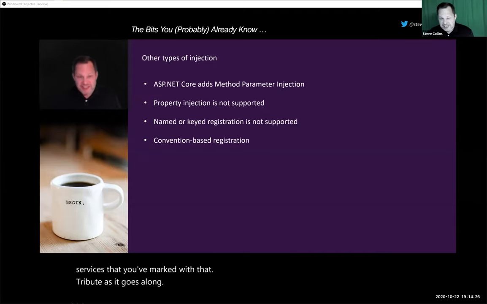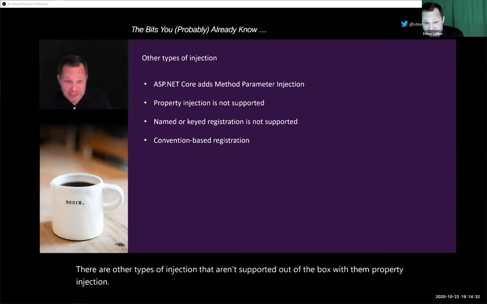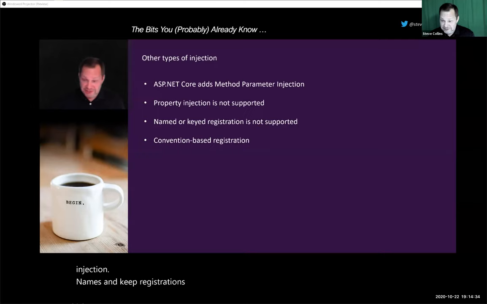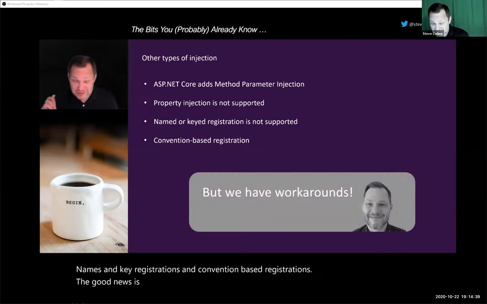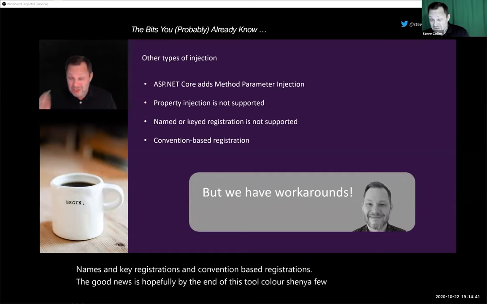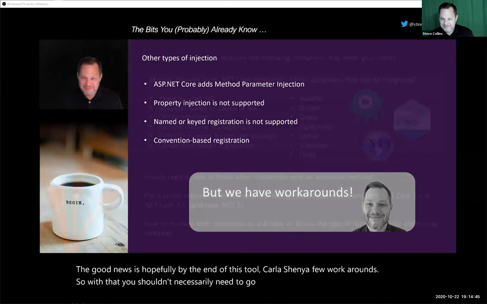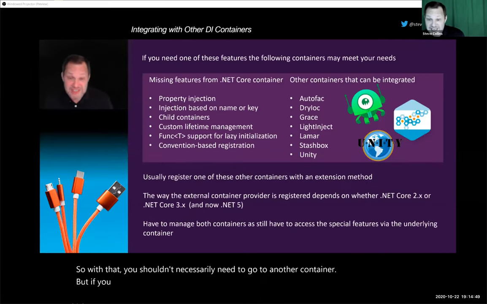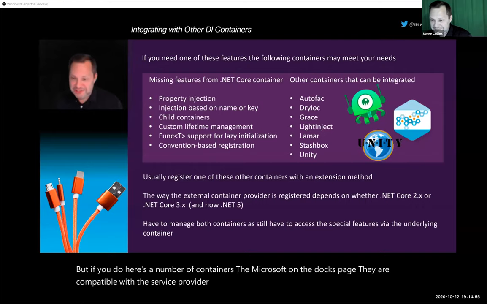There are other types of injection that aren't supported out of the box with it: property injection, named and keyed registrations, and convention-based registrations. The good news is hopefully by the end of this talk, I'll have shown you a few workarounds. So with that, you shouldn't necessarily need to go to another container. But if you do, here's a number of containers that Microsoft on the docs page say are compatible with the IServiceProvider interface and implementations.